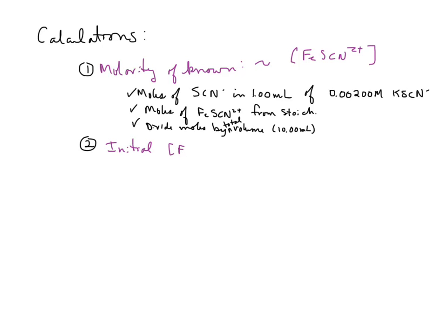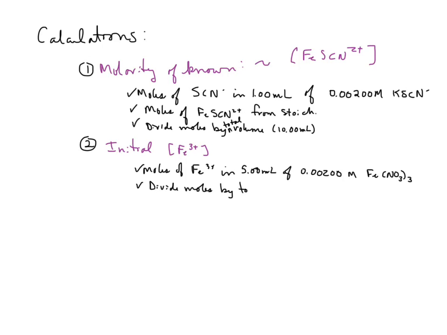Calculation 2 then is to get, I was trying to say, yeah, these are for your unknowns. The calculation 2, to get the concentration of the iron 3 in your 5 mils, remember this is 5 mils for each of your 4 trials. What is that molar concentration? Okay, and that will be the same for each of your trials. I'm going to go ahead and say this is for the trials.